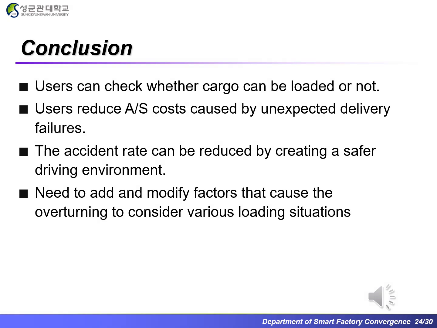Users can check whether cargo can be loaded through this system. Users reduce AS costs caused by unexpected delivery failures. The accident rate can be reduced by creating a safer driving environment. As a future study, it is necessary to add and modify factors that cause overturning in consideration of various loading situations. This concludes the presentation. Thank you.